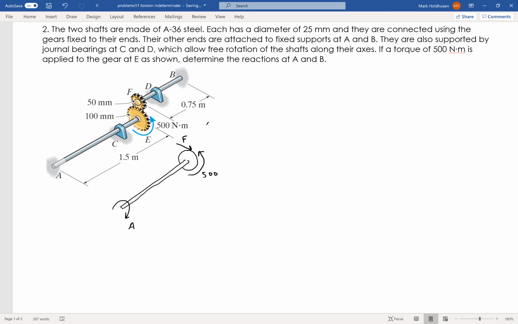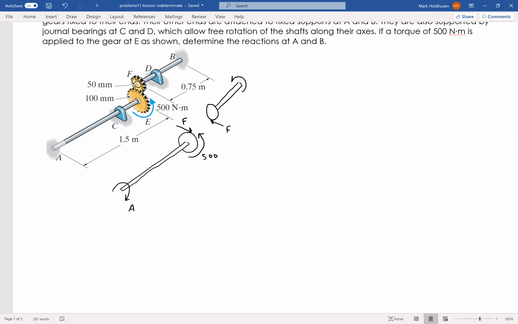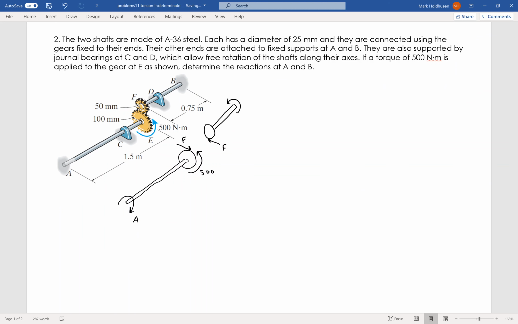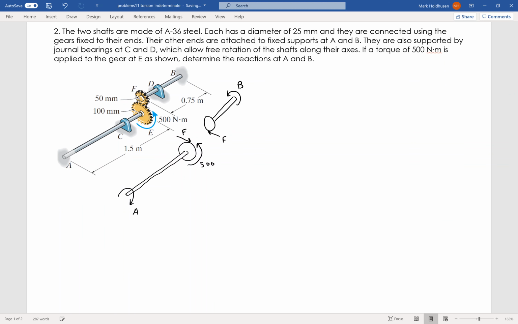So then if I look at the smaller gear coming up like this, that F is going to be in the opposite direction because of Newton's third law. So it'll be pushing on it on the bottom like that, which means that B is going to be in that direction like so.